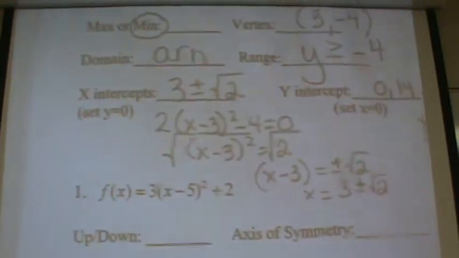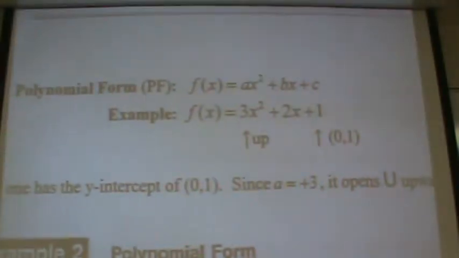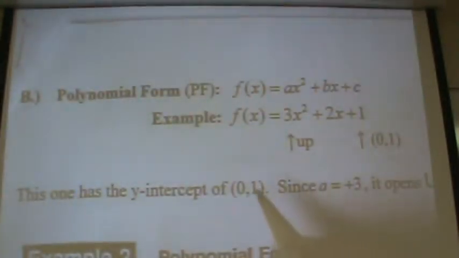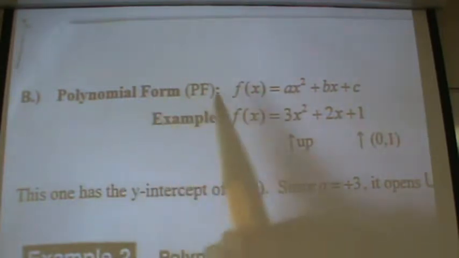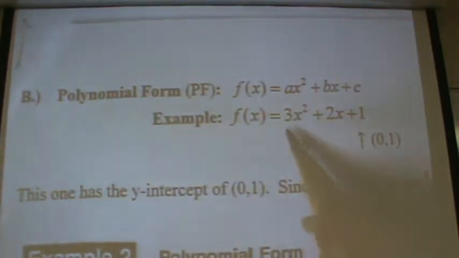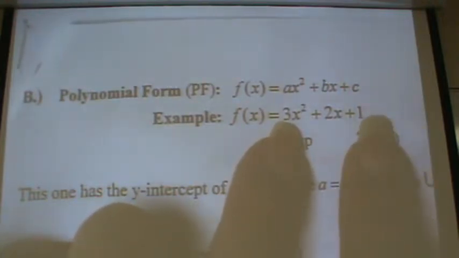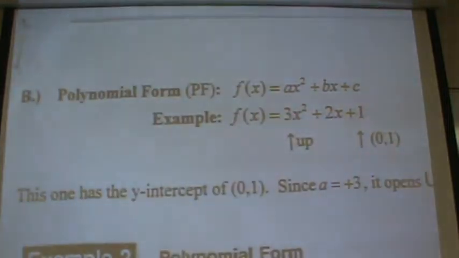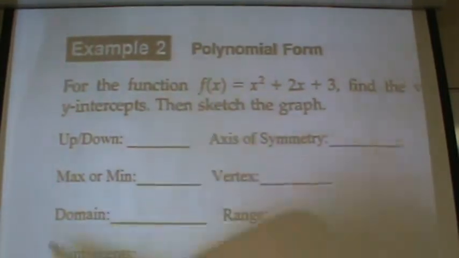Okay, let's look at the second example. Here's polynomial form. What's so special about polynomial form, or standard form as you probably know it? Sometimes they'll write PF, polynomial form. What's nice about polynomial form are these two things right here. Other than that, you got work to do. So this leading coefficient, if it's positive, will tell you if it's up or down, and this number is your y-intercept.